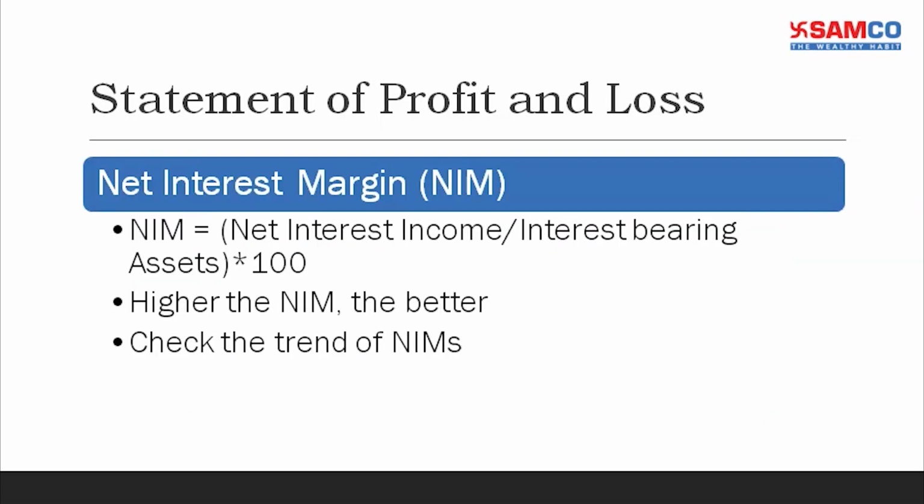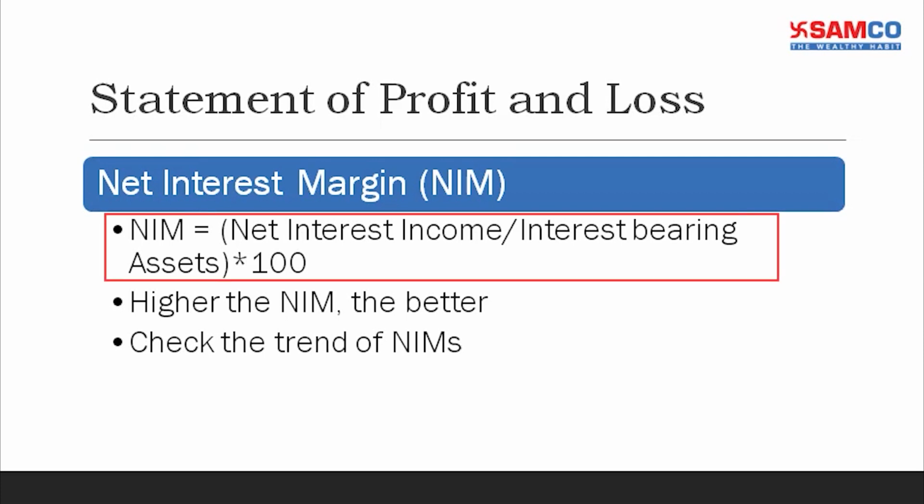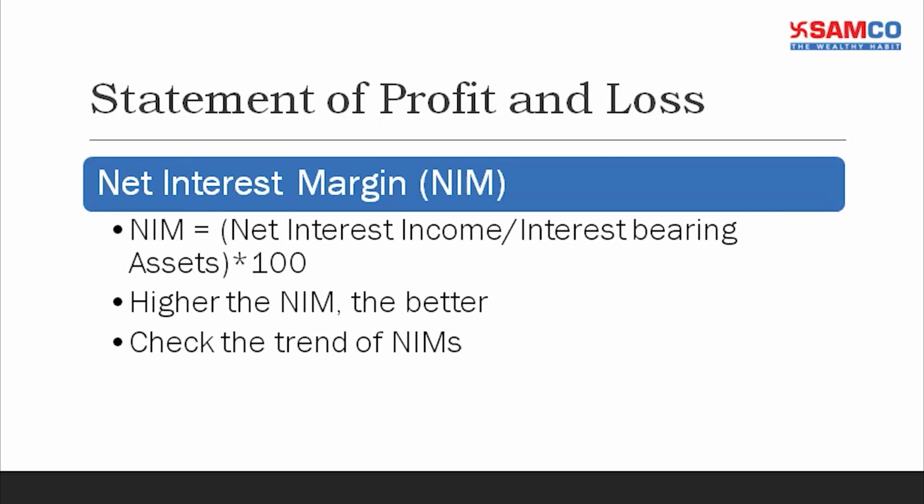Coming on to net interest margin, which is also known as NIM. This is expressed in terms of percentage and is provided by banks in their annual report or press release post quarterly results. This can be calculated by dividing net interest income by interest-bearing assets. Interest-bearing assets include cash and balance with Reserve Bank of India, balances with banks, and money at call and short notice, investments and advances, which all are to be taken from the asset side of the balance sheet.